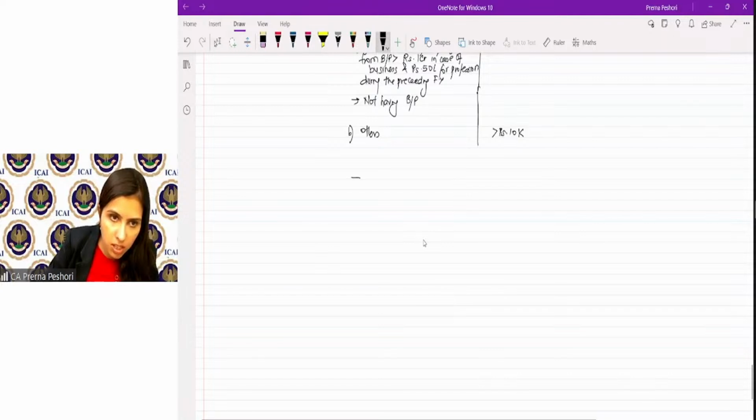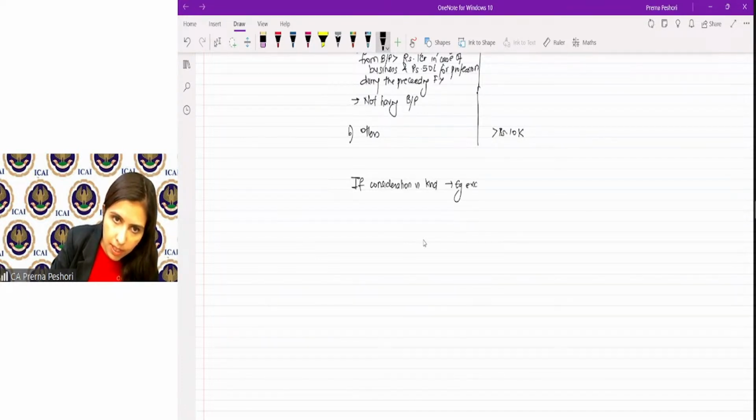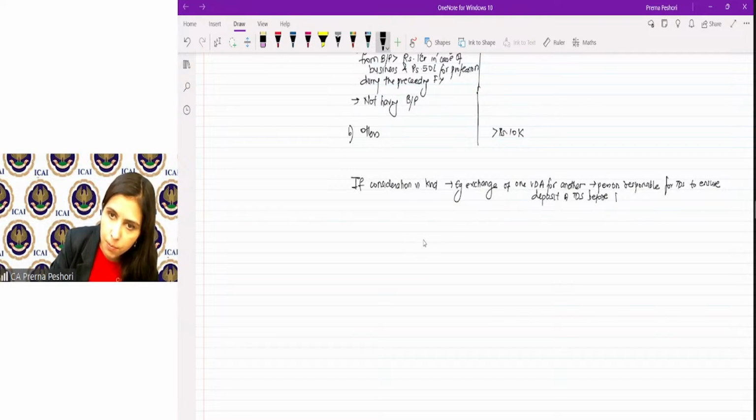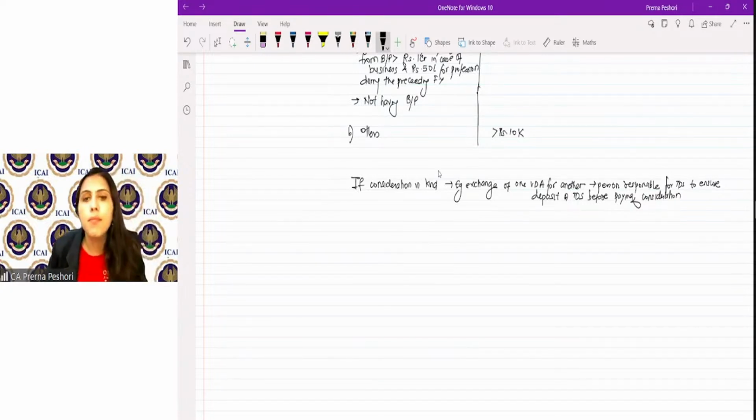So if consideration is in kind, example, exchange of one VDA for another, then in that case the person responsible for TDS has to ensure deposit of TDS before paying the consideration. Okay. Are we clear? Any doubt?